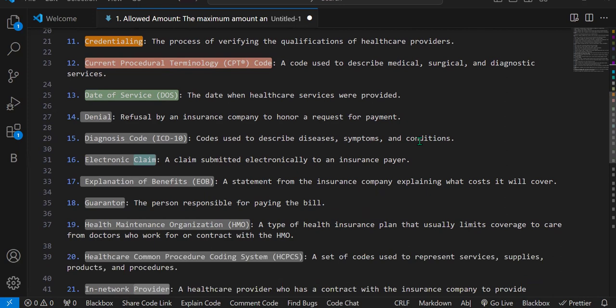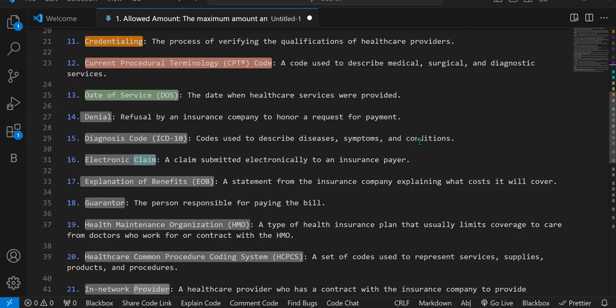Guarantor. The person responsible for paying the bill. Who is the guarantor? The person responsible for paying the bill. That is called guarantor.